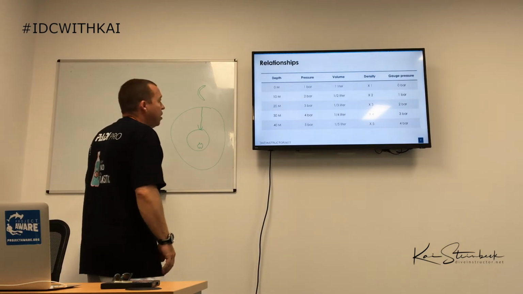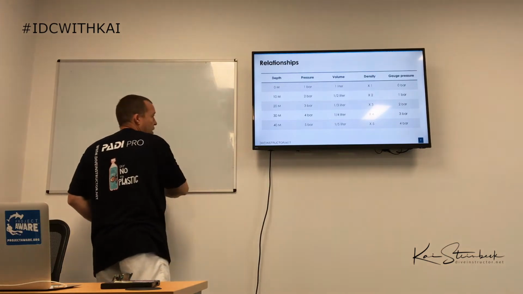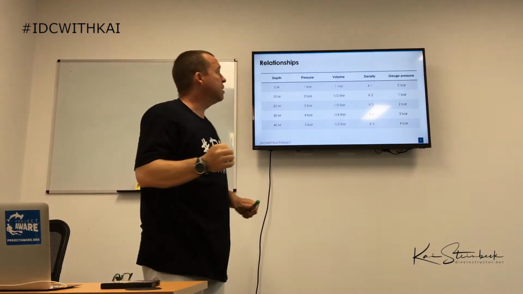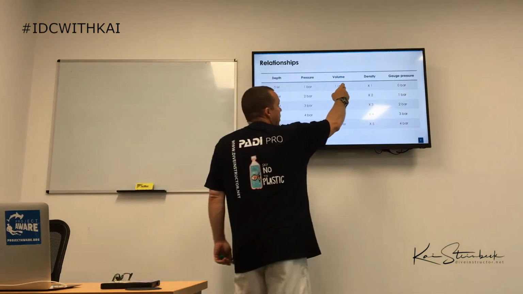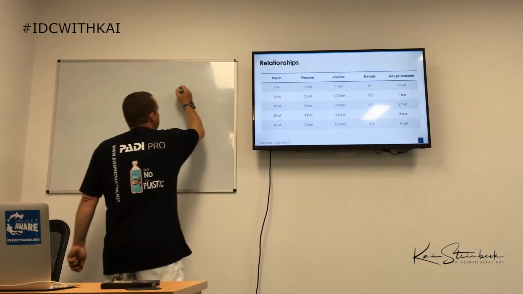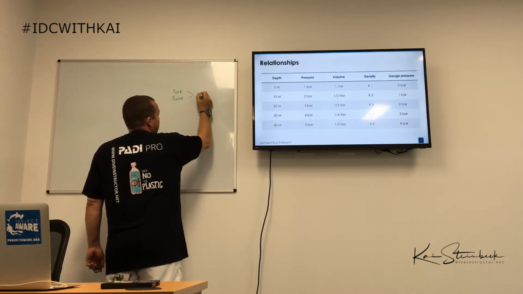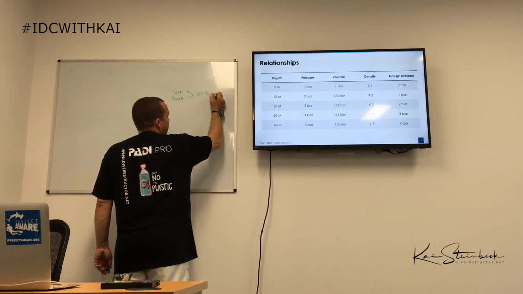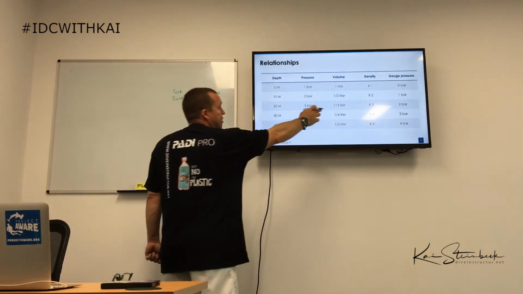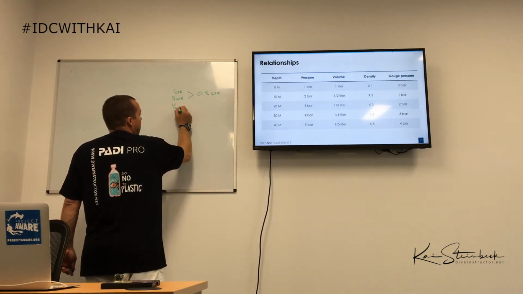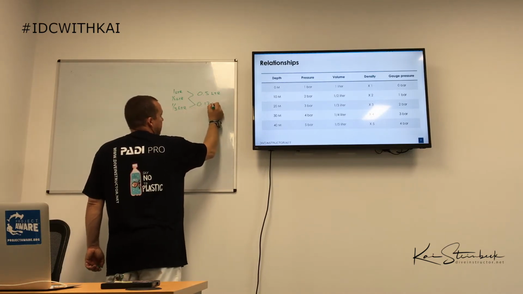Notice that the biggest volume change is in the first 10 meters. From here to here, from 1 liter to half a liter, the difference there is 0.5 of a liter. Now, if we go 10 meters deeper to 20 meters, where we have a third of a liter of the volume, the change here is only 0.17 liters.